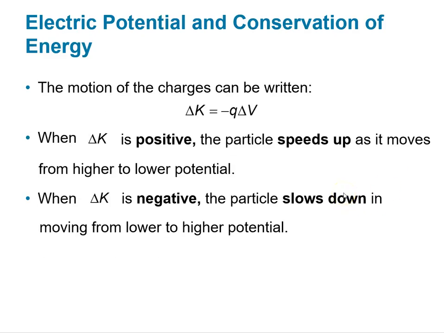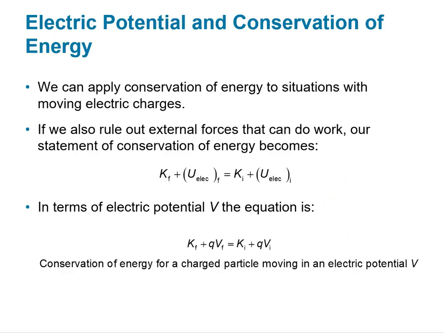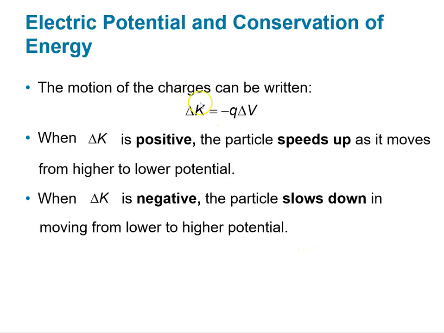Okay, so if we look at this and we know that the charge is not going to change, so Q will stay the same. V final minus V initial is delta V. K final minus K initial is delta K. So we can rewrite that as delta K, the change in kinetic energy, is equal to negative Q delta V. When delta K is positive, the particle speeds up as it moves from higher to lower potential. When delta K is negative, the particle slows down as it moves from lower to higher potential.